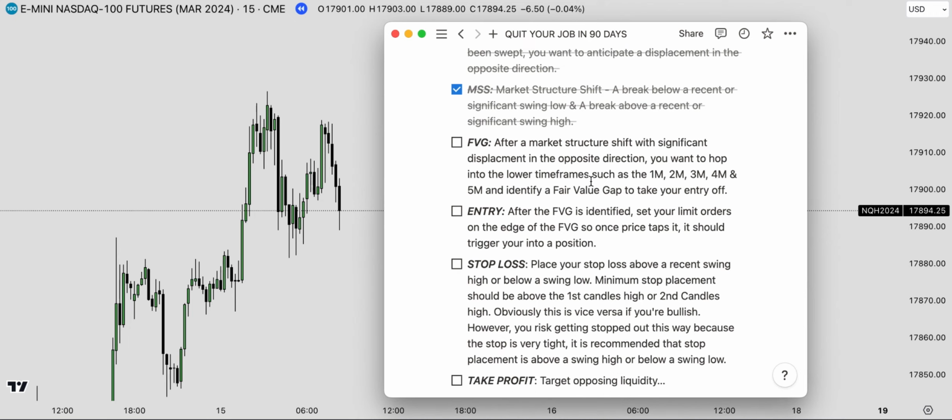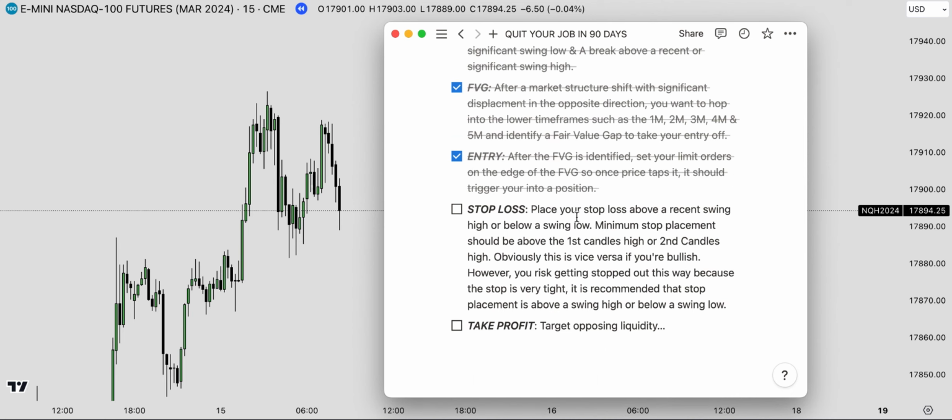Now you want to hop down into your lower time frames, such as the 1 minute time frame, 2 minute, 3 minute, and so on, and identify a fair value gap to take your entry off. I tend to use the 1 minute, the 2 minute, and the 3 minute time frames the most. I don't usually use the 4 minute and 5 minute, but if there is an opportunity on those time frames, I will use them. However, I stick to the 3 smaller time frames. Once you've identified your fair value gap, you want to set your limit orders on the edge of the fair value gap. So once price taps it in, it should trigger you into a position.